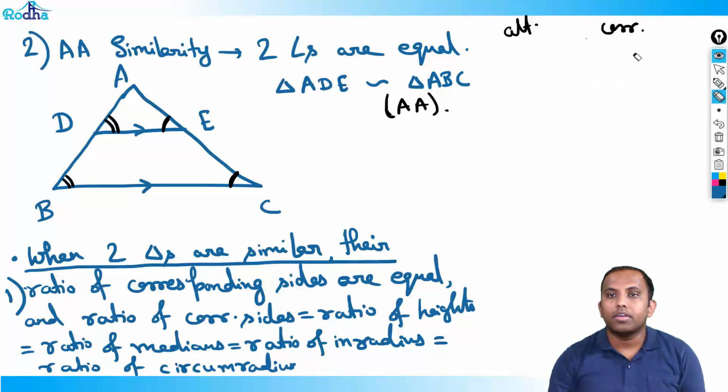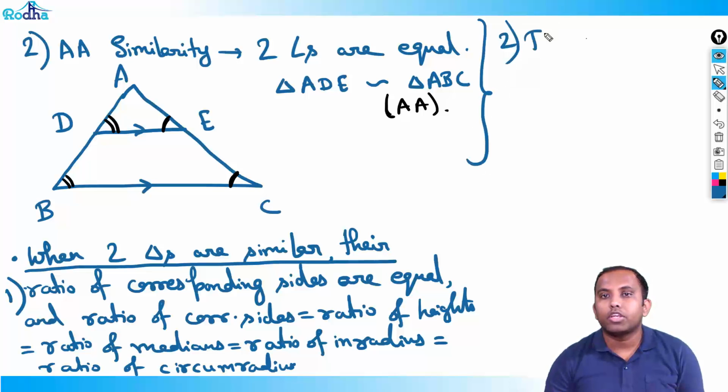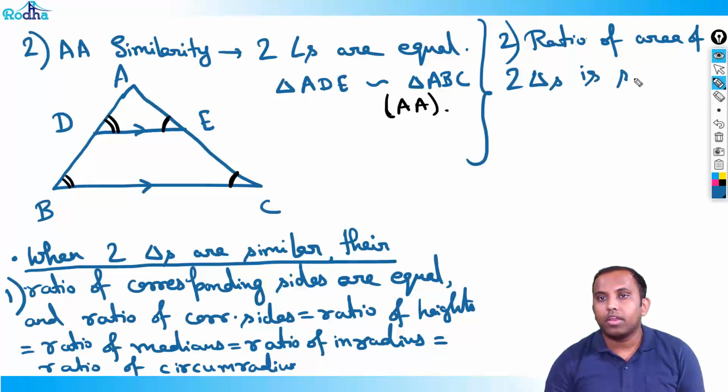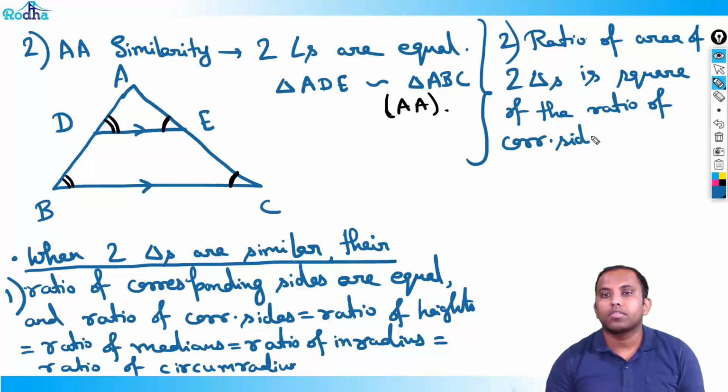Now the second point will come. Let me write here. When two triangles are similar, this is the first point, and the second point is the ratio of areas of two triangles is the square of the ratio of corresponding sides, and then heights. Because the ratio of corresponding sides is equal to the ratio of heights and all, so all this will be equal.